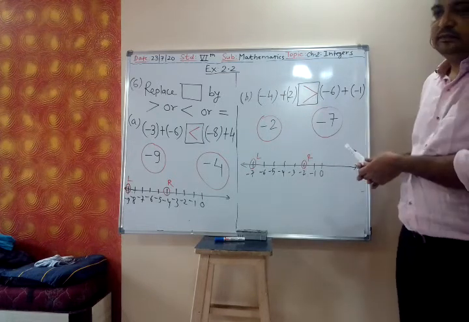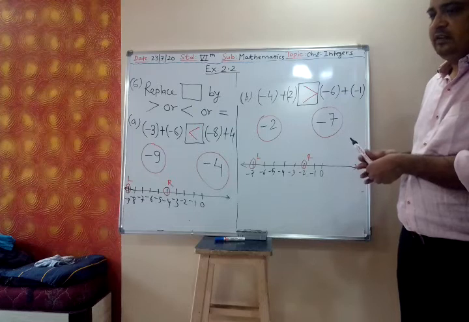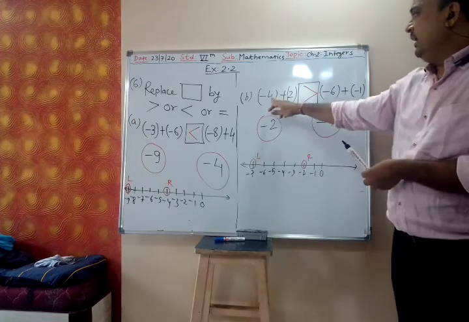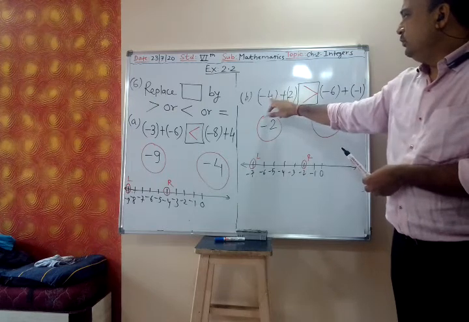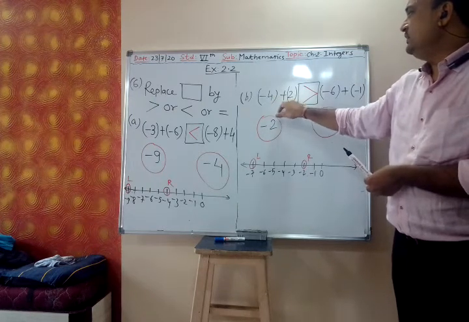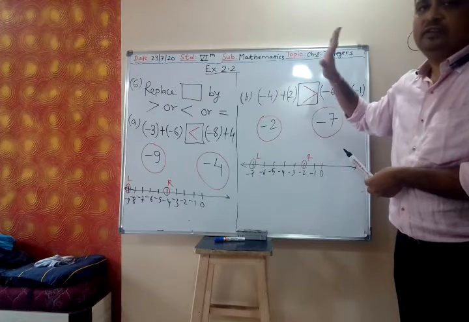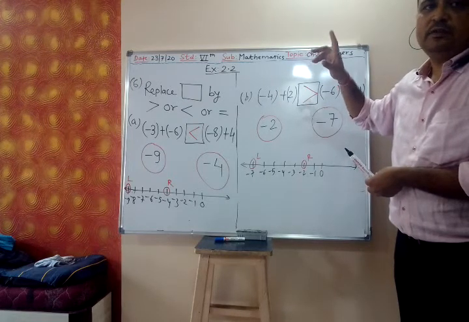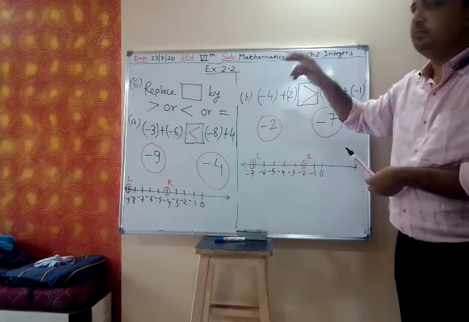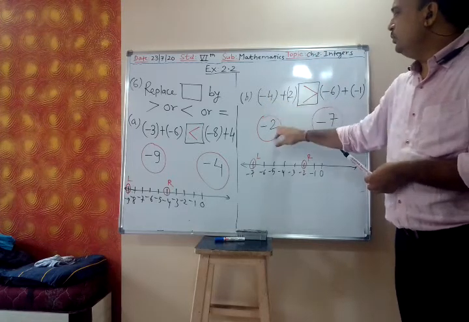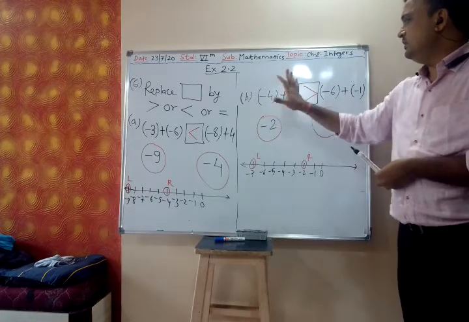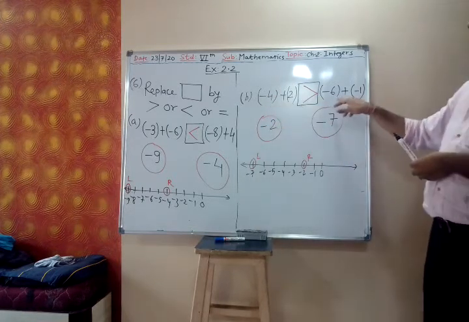Which part don't you understand? Tell me. Yes. Minus 4 plus 2. 4 has a minus sign, 2 has a plus sign, minus and plus are opposite signs. Whenever they have opposite signs, you have to subtract the smaller number from the bigger number and take the sign of the bigger number. 4 minus 2 is 2. Which number is bigger? 4. What is the sign of that? Minus. We write minus 2.